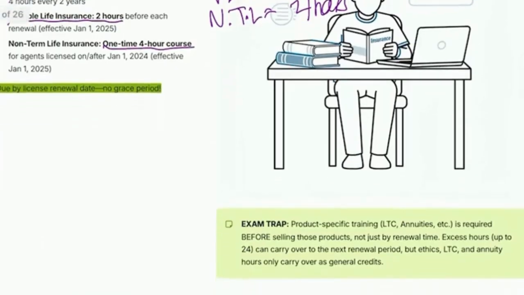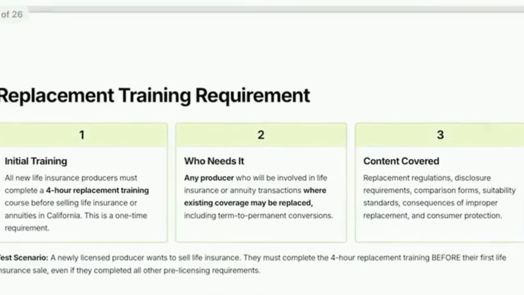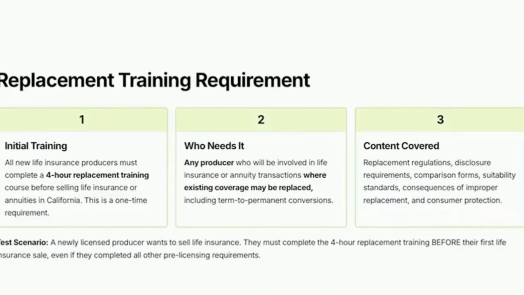Okay, replacement training requirement. All new life producers must complete a 4-hour replacement training course before selling life insurance or annuities in California. This is a one-time requirement. Who needs it? Any producer who will be involved in life insurance or annuity transactions where existing coverage may be replaced, including term to permanent conversions.